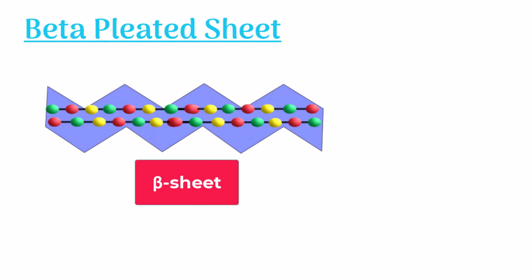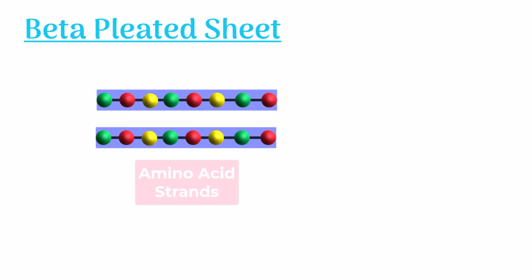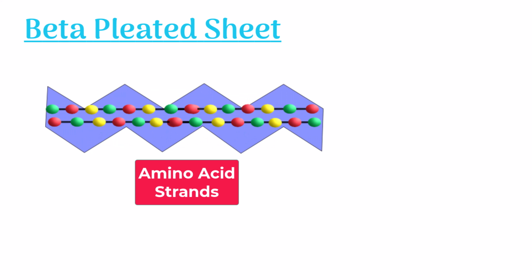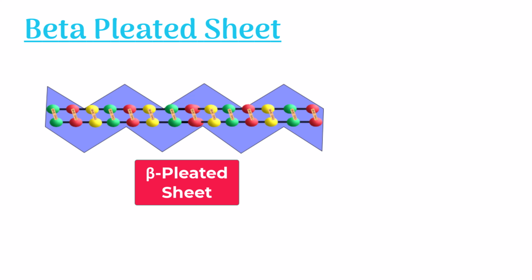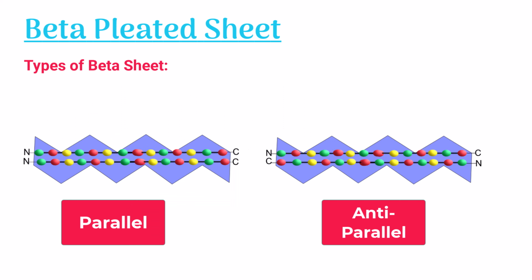Beta-pleated sheet. It is a type of secondary structure in proteins. In the beta-sheet structure, two strands of amino acids overlap and bind with each other. Remember, these strands are held together by hydrogen bonds. This forms a sheet-like structure called beta-pleated sheet. There are two main types of beta sheets, parallel and anti-parallel.